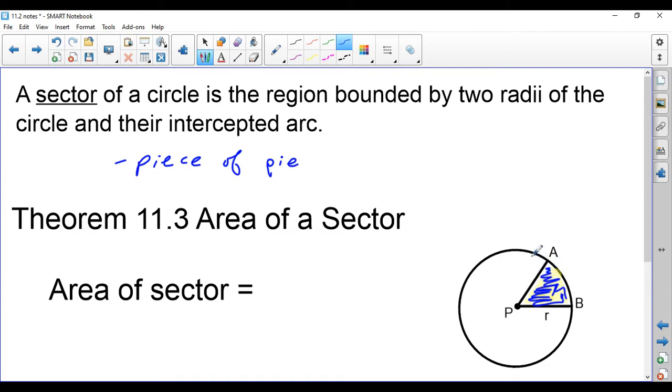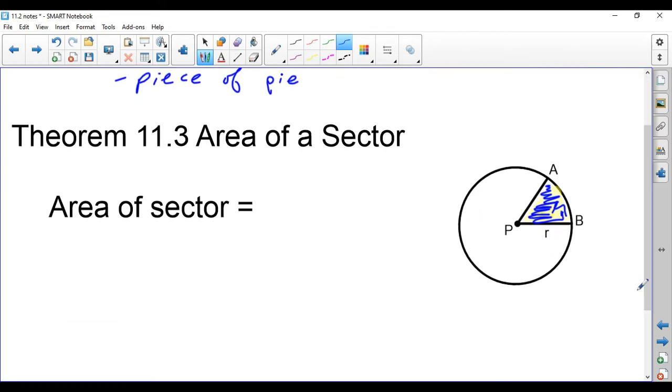So we're going to write a formula that is similar to what we did for the arc length formula, because the area of this sector is a fraction of the area of the whole circle. And that fraction can be found by taking the measure of that minor arc and dividing it by 360. If this was 90 degrees, it would be 90 over 360 is 1/4 of the full circle. If it was 60, 60 over 360 is 1/6 of the full circle, and so on.